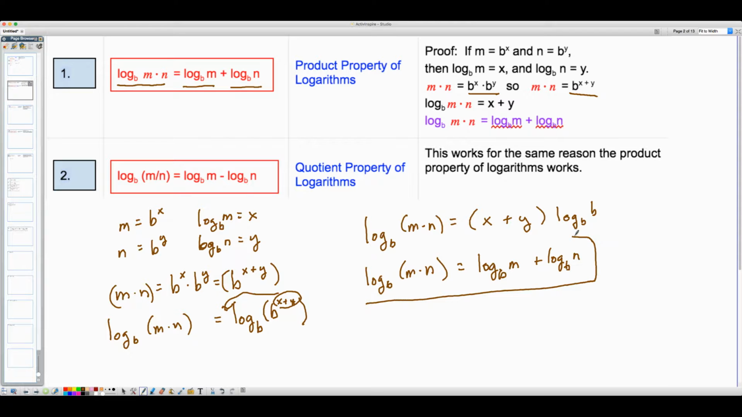Now, if you wanted to do the difference, the quotient property, this would be the same thing. Here we're dividing, and we're using a minus sign instead of the plus sign. And this works for the same reason as over here, when we're adding the exponents, because we're multiplying with the same base.